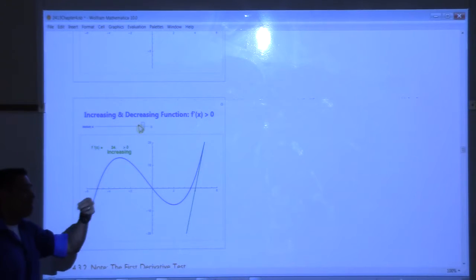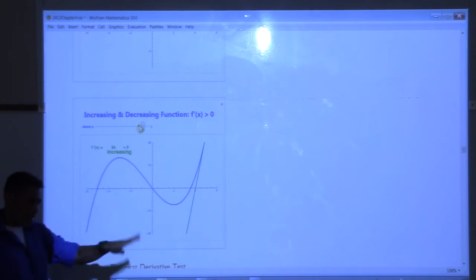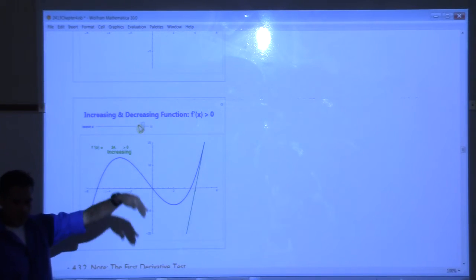So the sign of the derivative, whether it's positive or negative, tells you everything you need to know about whether your function is going up or down. Agreed?